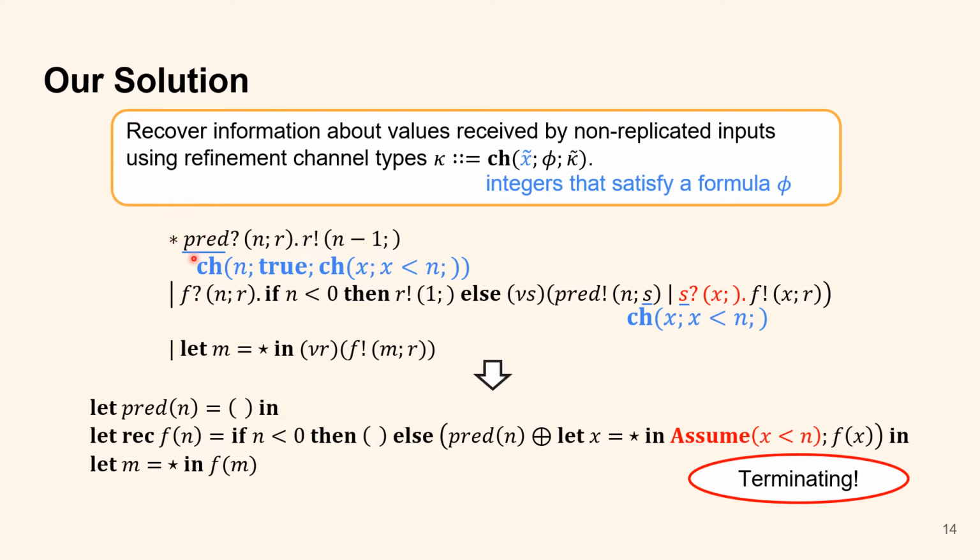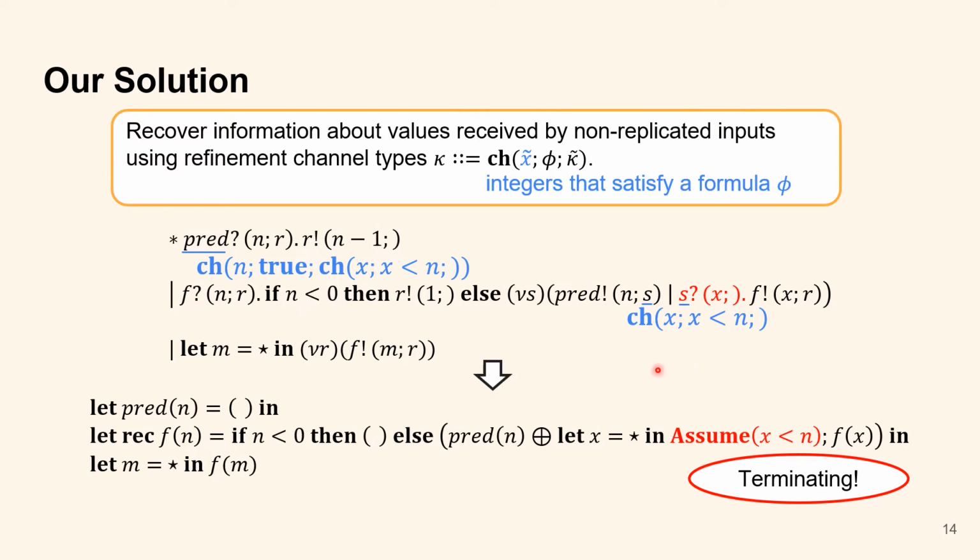The channel pred has this type. It is because the channel pred is used for sending an integer n and a channel R, which is used for transmitting n-1 that is smaller than n. And then we can assign this type to the channel S.